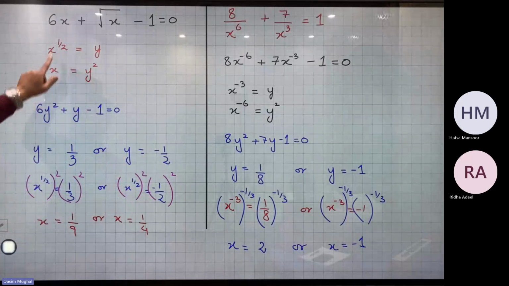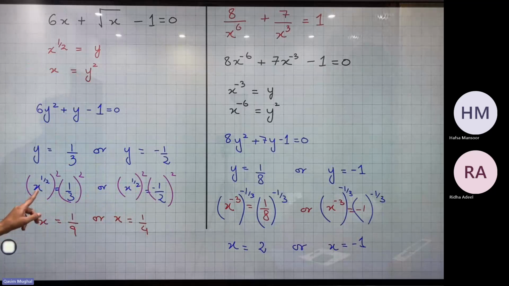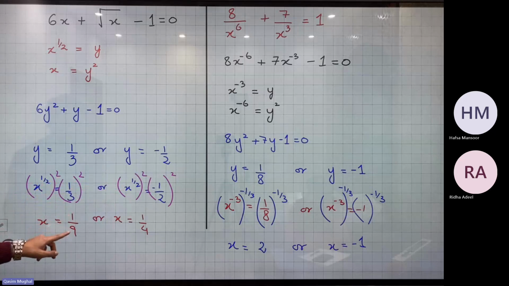Y was equals to x power 1 by 2. Then we solved this equation, x power 1 by 2 equals to 1 by 3 for x. In order to do that, I took a square on both sides to get rid of this power 1 by 2. So whatever the power is, if you want to make it 1, you take a reciprocal power. So 1 by 2's reciprocal is 2. So we took power 2 on both sides to make this power 1. This gives us 1 by 9 here and 1 by 4 here.